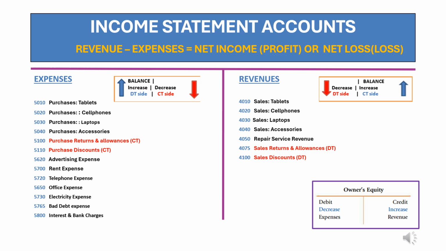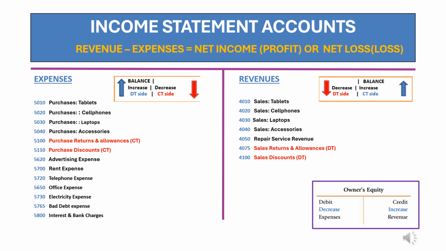Sales tablets, revenue earned from selling tablets. Sales cell phones, income generated from cell phone sales. Sales laptops, earnings from laptop sales. Sales accessories, revenue from selling accessories like chargers, cases, or peripherals. Repair service revenue, income earned from repair services provided to customers.